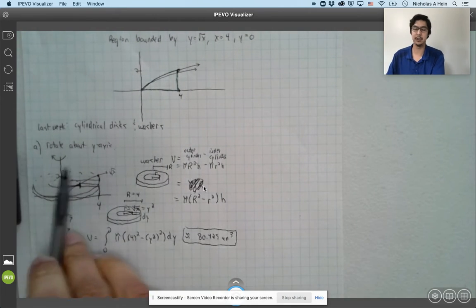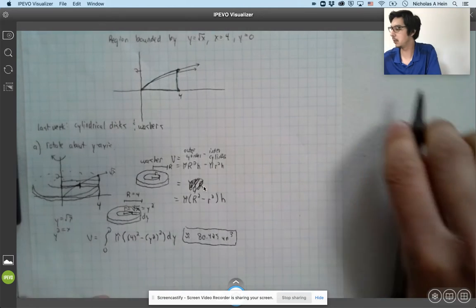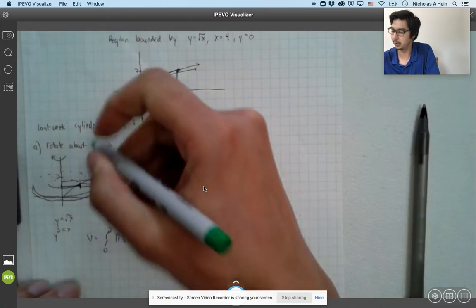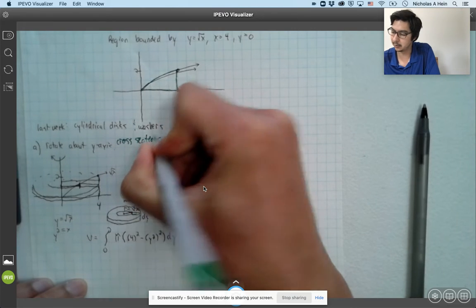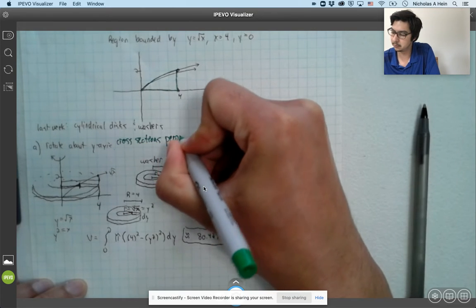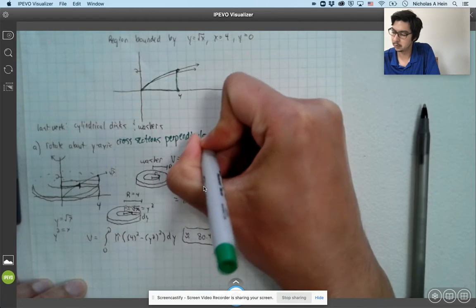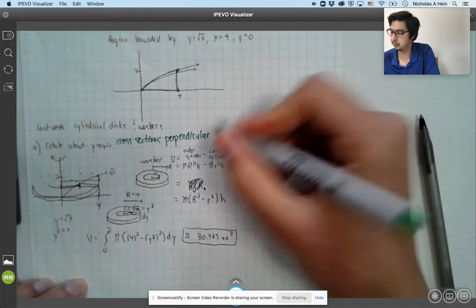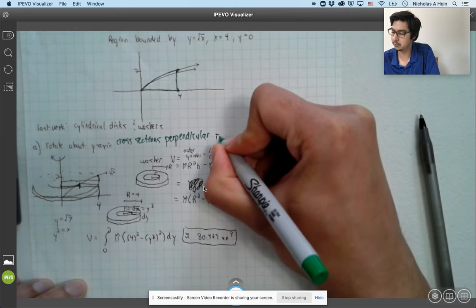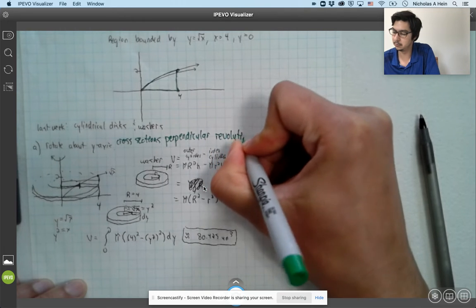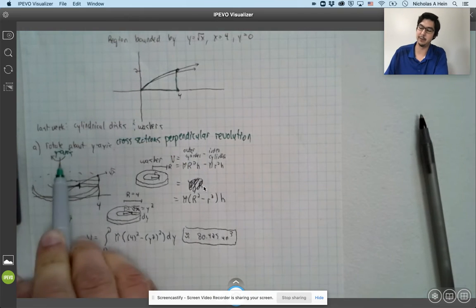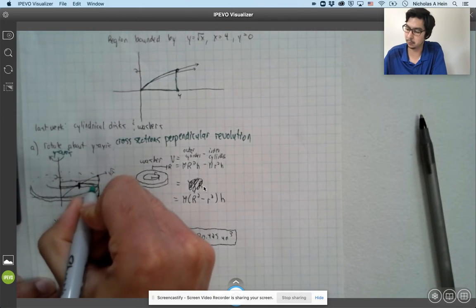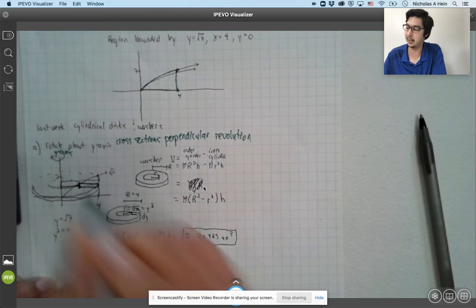So that is rotating about the y-axis, and I'll use a different color here, where your cross sections are perpendicular to your revolution. So in this case, we're revolving around the y-axis, and notice that our cuts were perpendicular to that.